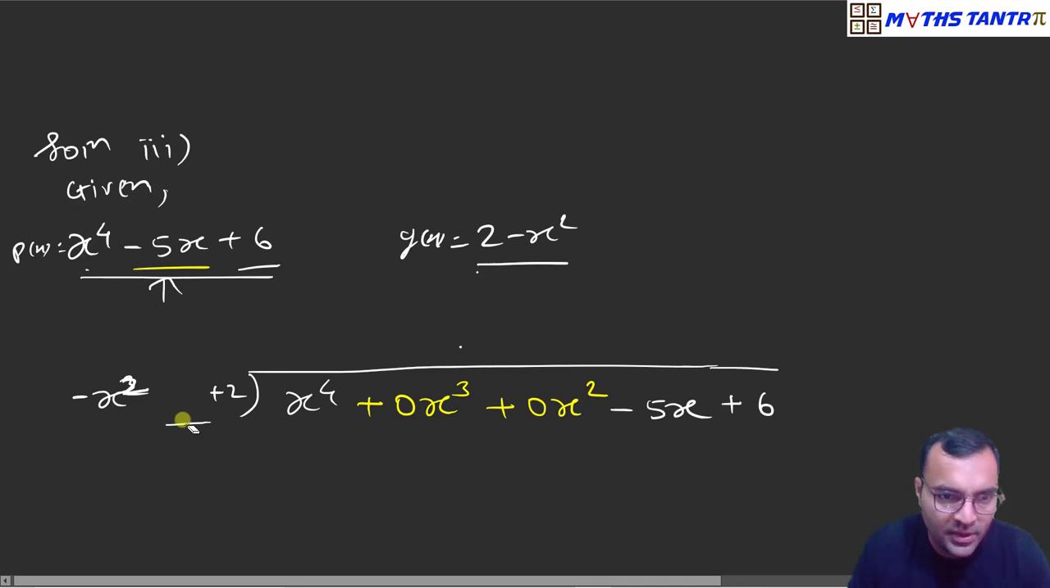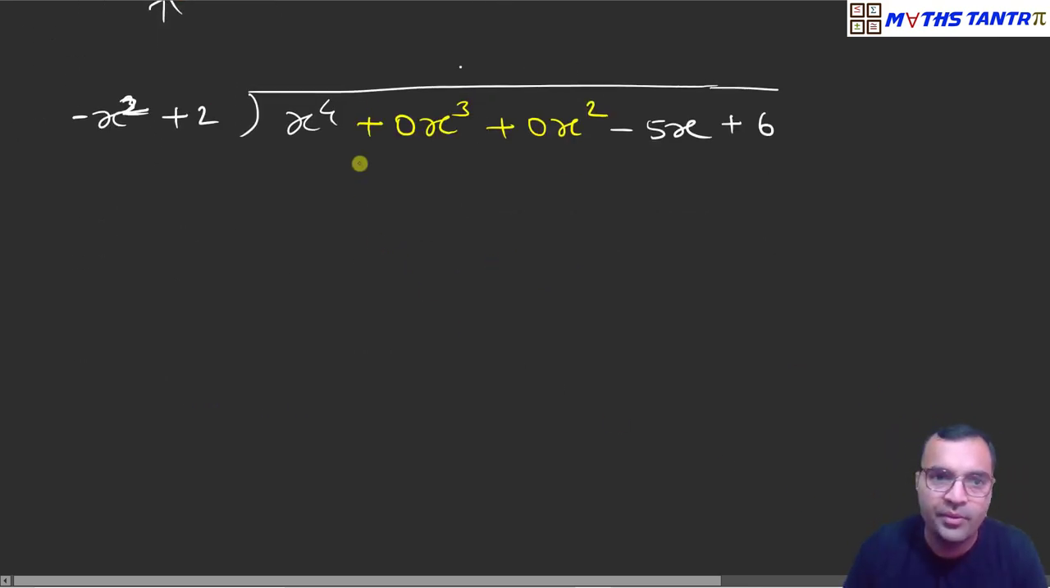So I think we should not do this. Okay. Now start dividing. Here x to the 4 is there, right? So write it down. X to the 4.